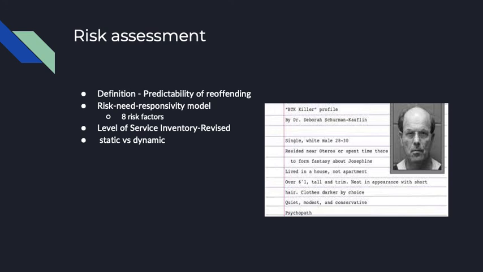What you see here on the slide is a picture of the BTK killer and what his criminal profile looked like that was included in his risk assessment when they made the decision to not parole him.